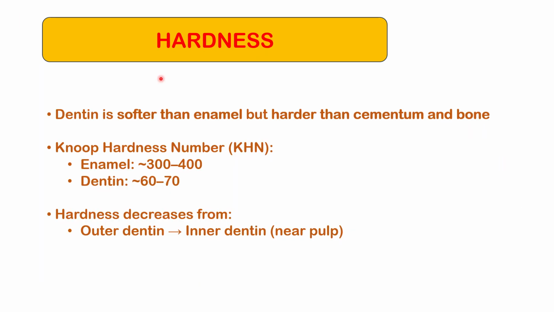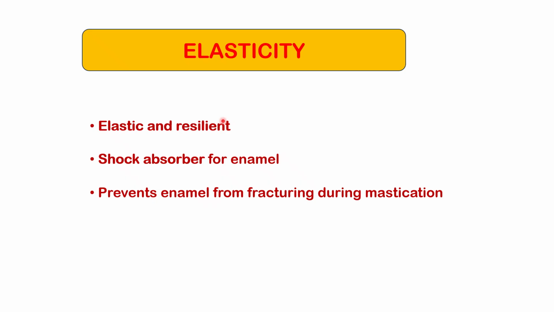Coming to the next physical property, that is hardness. Dentin is softer than enamel but it is harder than cementum and bone. And the outer dentin is harder as compared to the inner dentin. Coming to the next physical property, that is elasticity. Dentin is elastic and resilient, and due to its high modulus of elasticity, it absorbs the masticatory stress and prevents enamel from fracture during mastication.